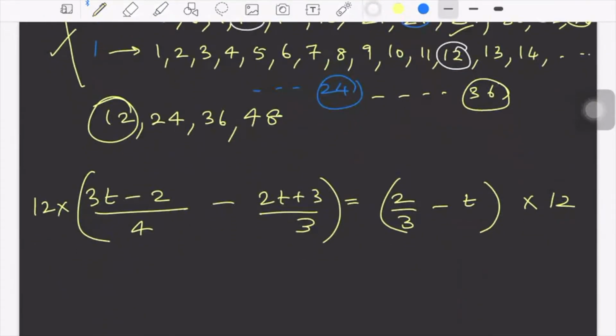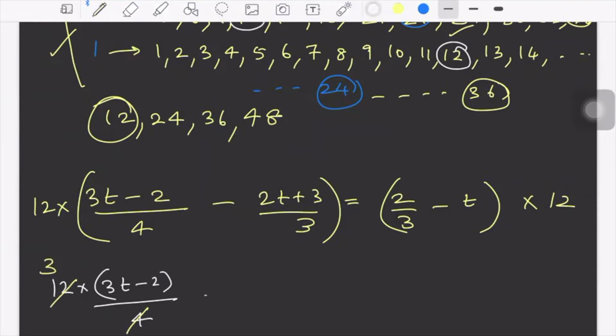The 12 gets distributed. 12 into 3t minus 2 divided by 4. Now, we are very sure that this 4 will go away. Why? Because we have chosen the 12 as a multiple of 4. Okay. 12 happens to be a multiple of 4. So we are very sure that this 4 will go away.